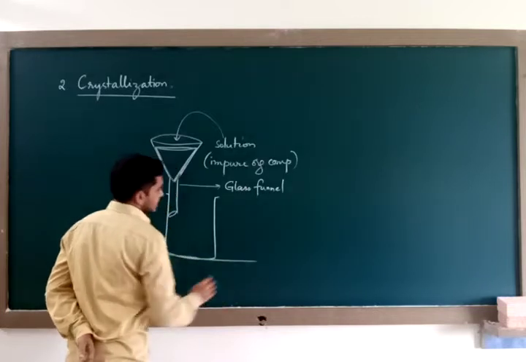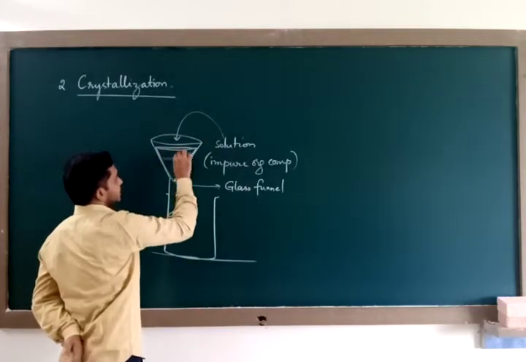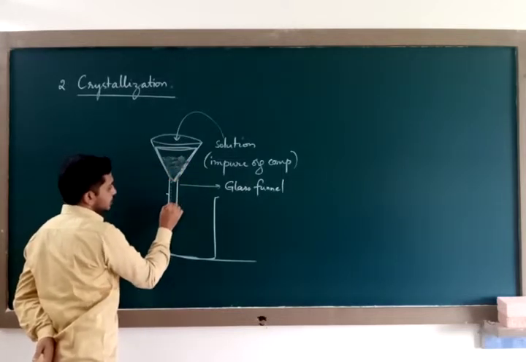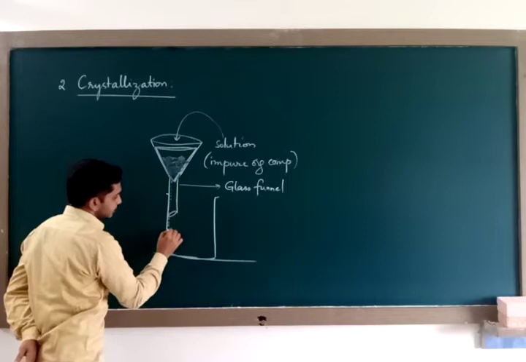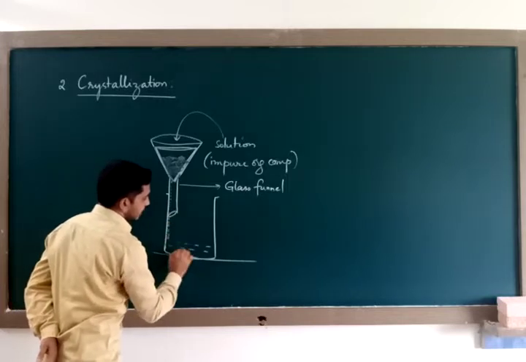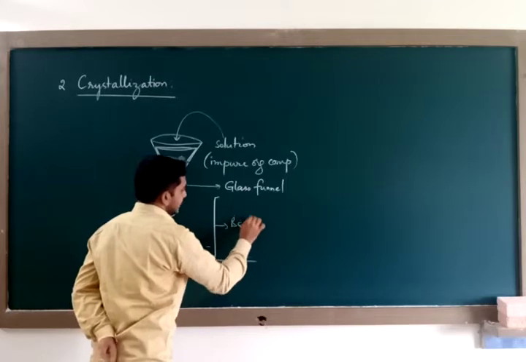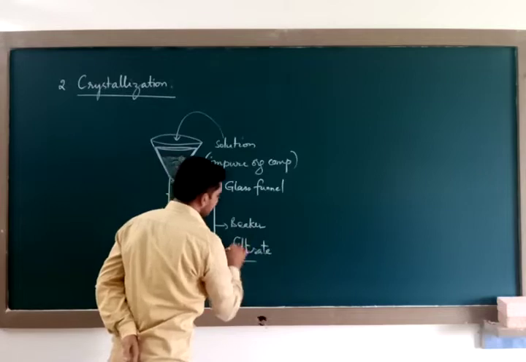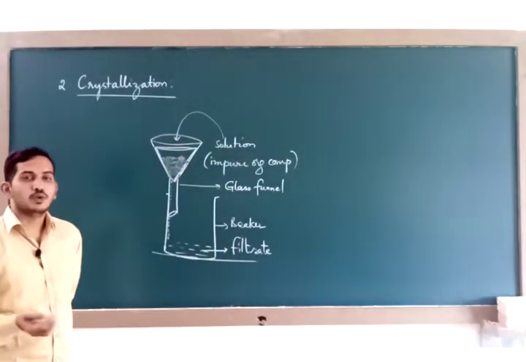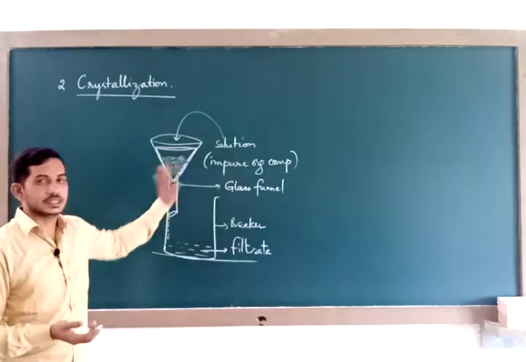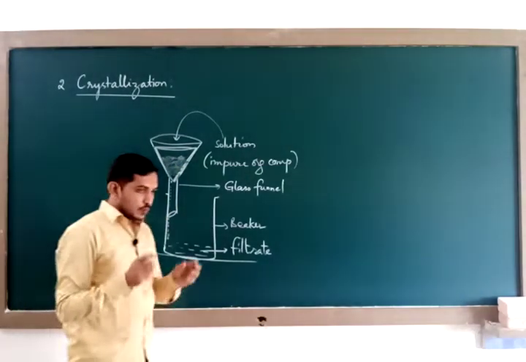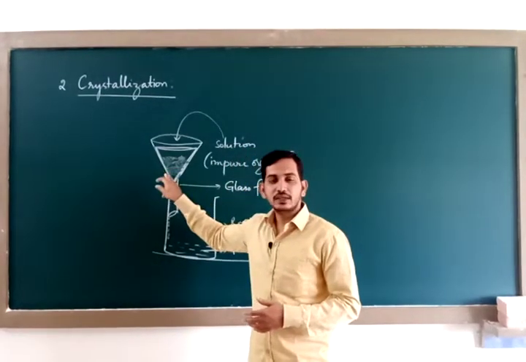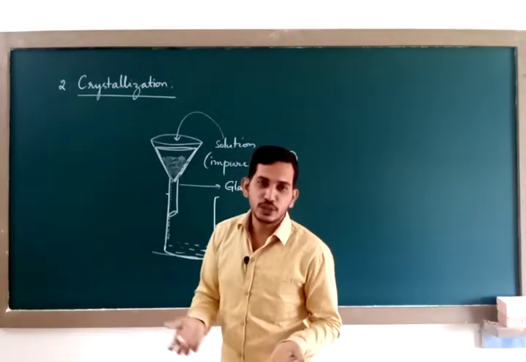After this apparatus is set, when the solution is added, drop wise the solution begins to drip into the beaker meant for collecting the filtrate. What is filtrate? Filtrate is the solution obtained after filtration. Now, once you have collected the filtrate, what remains inside the filter paper in the sieve? It is nothing but residue or impurities.